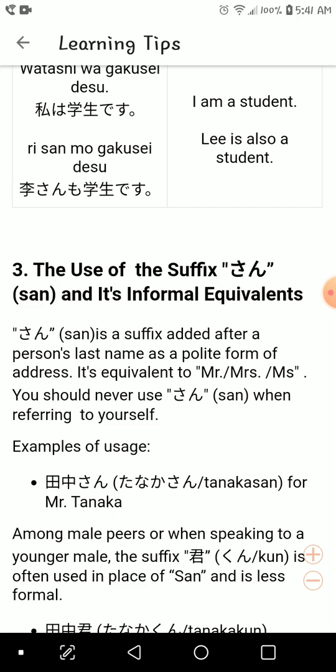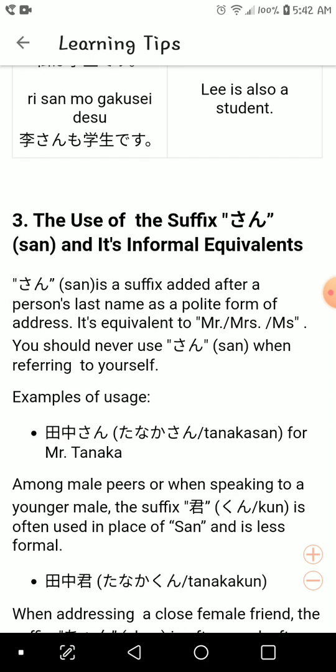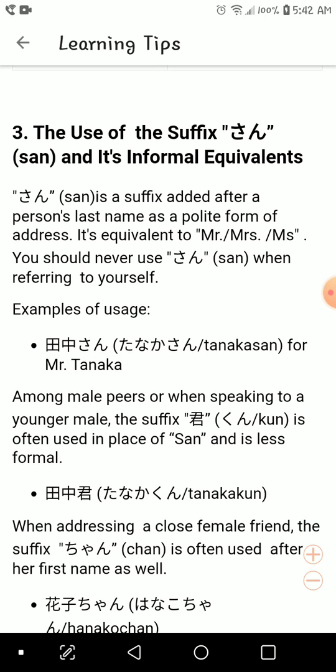San is a suffix added after a person's last name as a polite form of address. It's equivalent to Mr., Mrs., and Miss. You should never use san when referring to yourself. Tanaka-san for Mr. Tanaka.